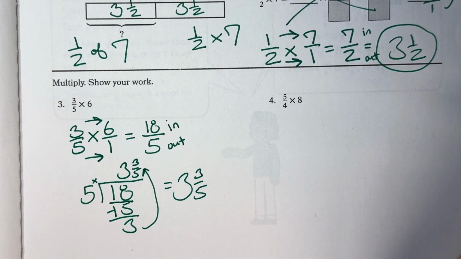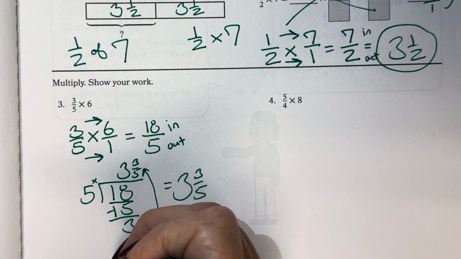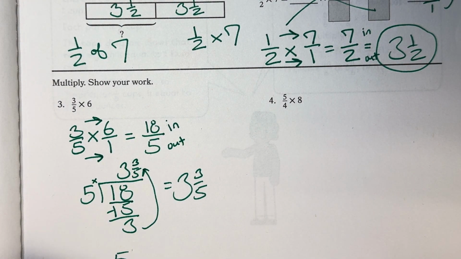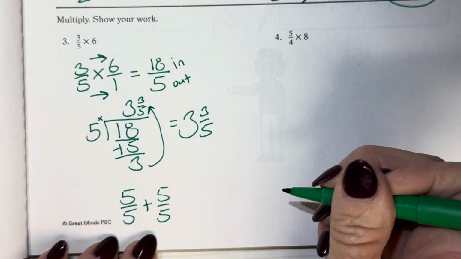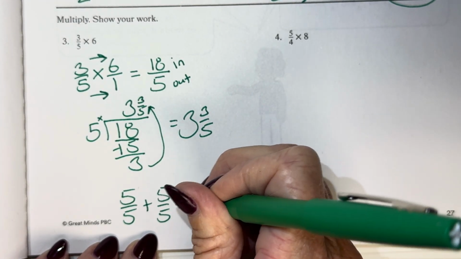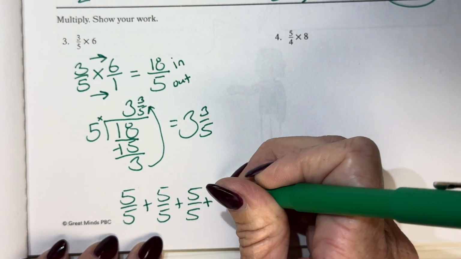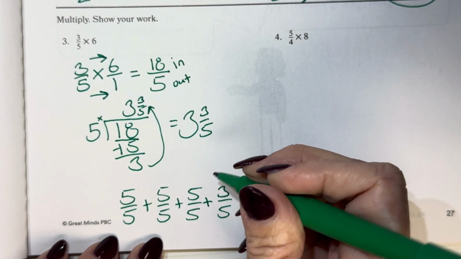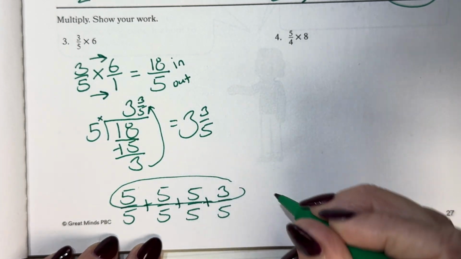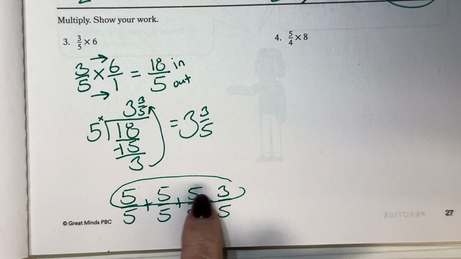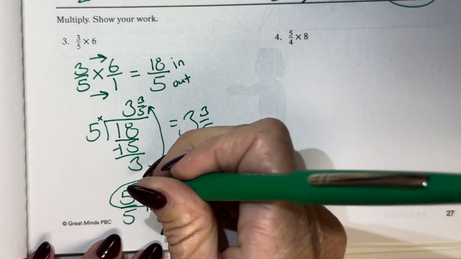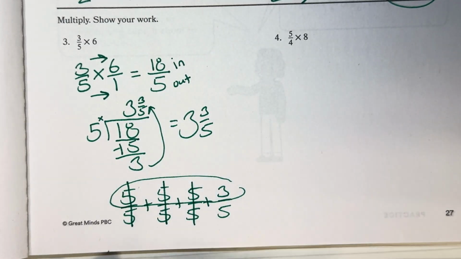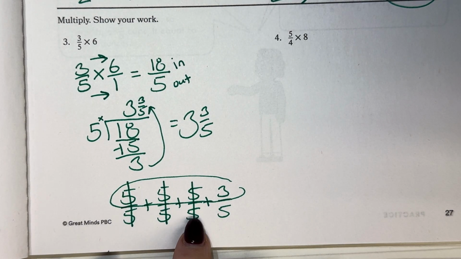And a quick reminder, that does make sense because I know that 5/5 is 1 whole, plus 5/5 is another whole, plus 5/5 is another whole, plus 3/5. So this is where the 18 came from. 5 plus 5 plus 5 plus 3 is 18 fifths. And this is where it equals 3 3/5, because that's 1 whole, 2 wholes, 3 wholes, and 3/5.